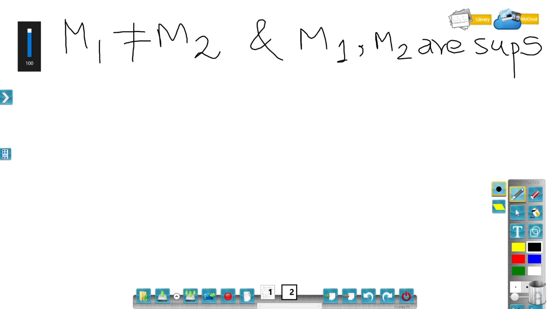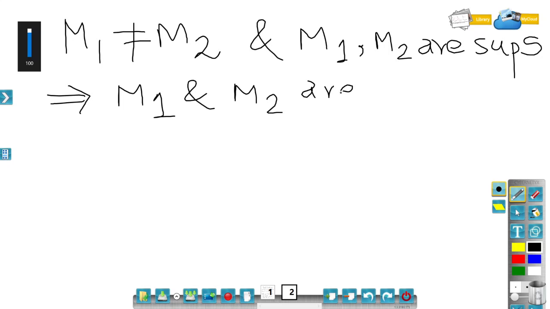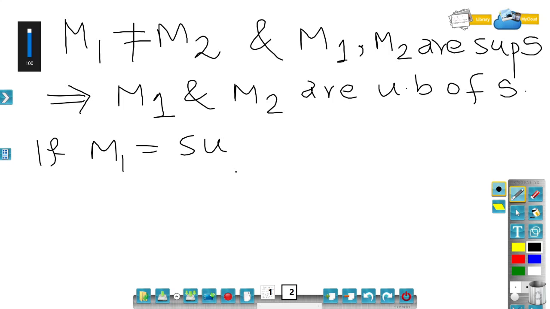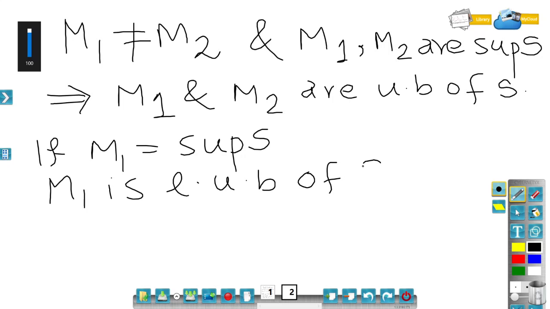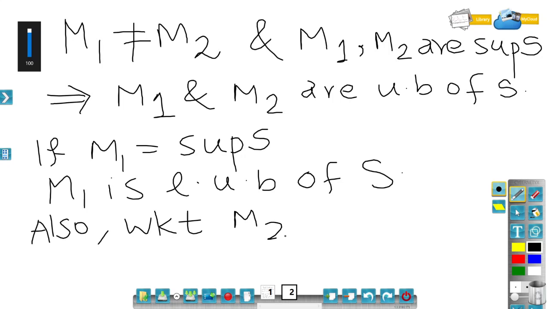supremum of S. When I say M1 and M2 are supremum of S, this would imply M1 and M2 are upper bounds of S. So if M1 is equal to supremum of S, that means M1 is the least upper bound of S. It means that if you take any upper bound of S, then M1 is going to be the smallest upper bound of S. Also, we know that M2 is an upper bound of S.